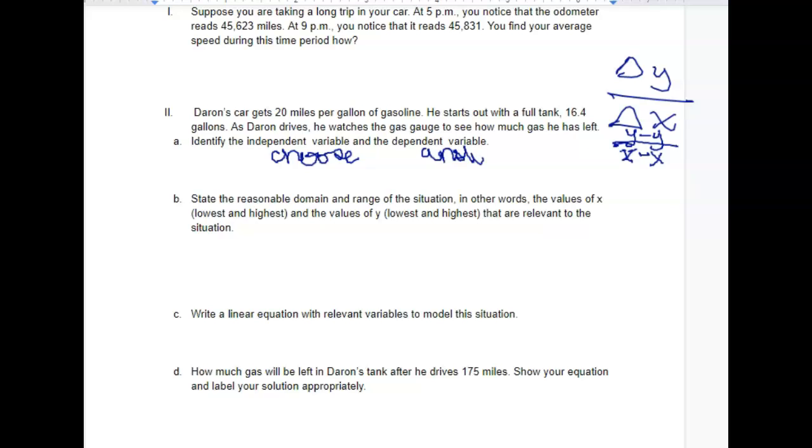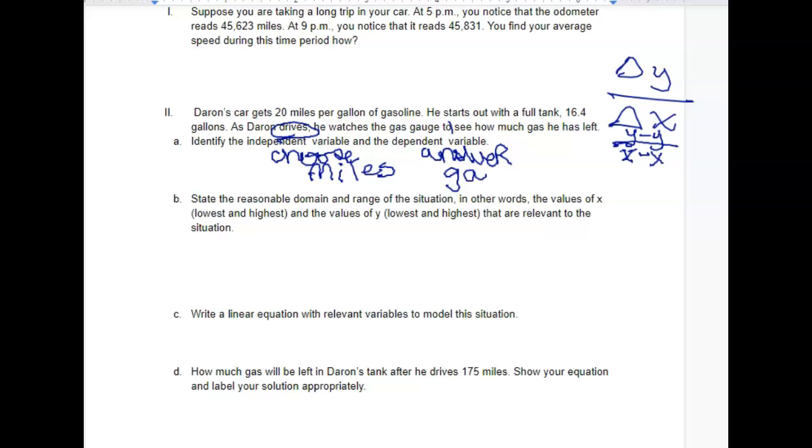Now, most of us understand that time is usually your x or something like that. When you're looking at this question here, though, you're thinking about it a little bit differently. In this case, you're watching the gas gauge to see how much he has left as he drives. So what he's driving is his choice, how many miles he can go. And then the control of that, or what's being controlled by that driving, is the gas.